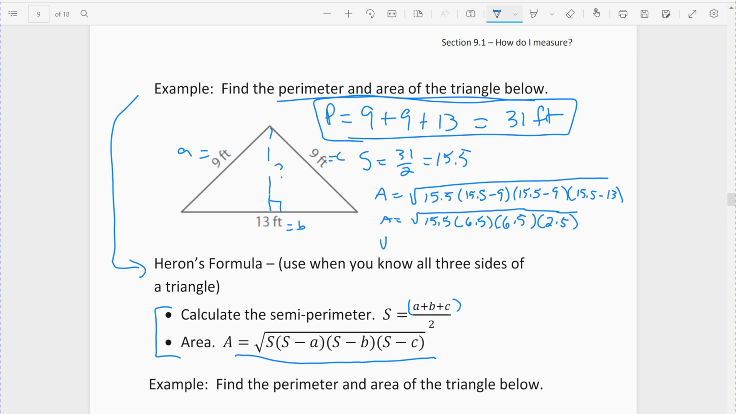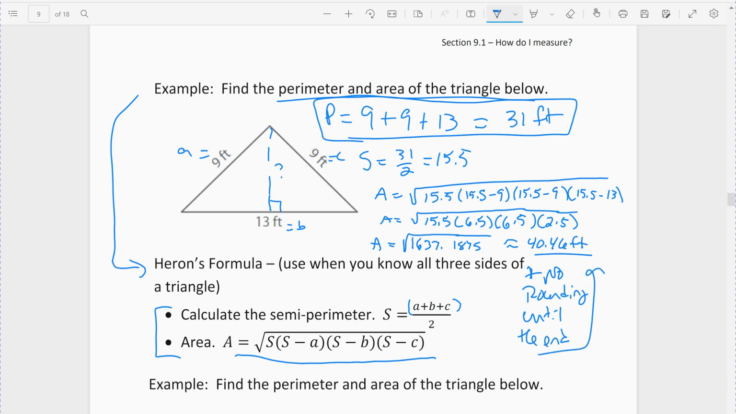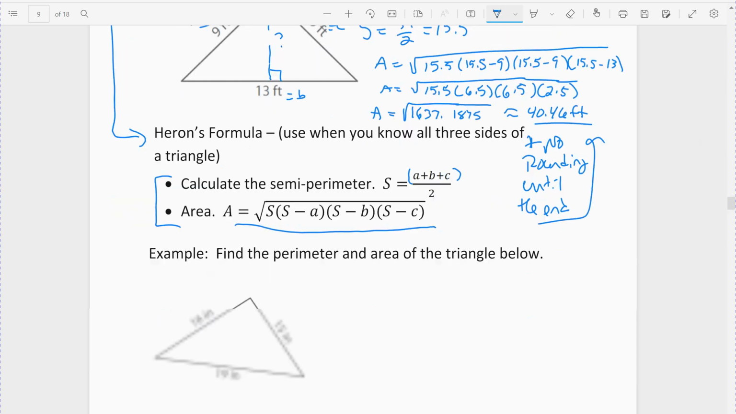Or you can simplify underneath the root first, do the multiplication first. And when you do the multiplication, it's the square root of 1,637. Don't round, so write out the decimal, which is 1,875. And then you can take the square root of that, and your final answer is 40.46 feet. So remember, do not round, no rounding until the end. Alright, so let's do another example of Heron's formula.